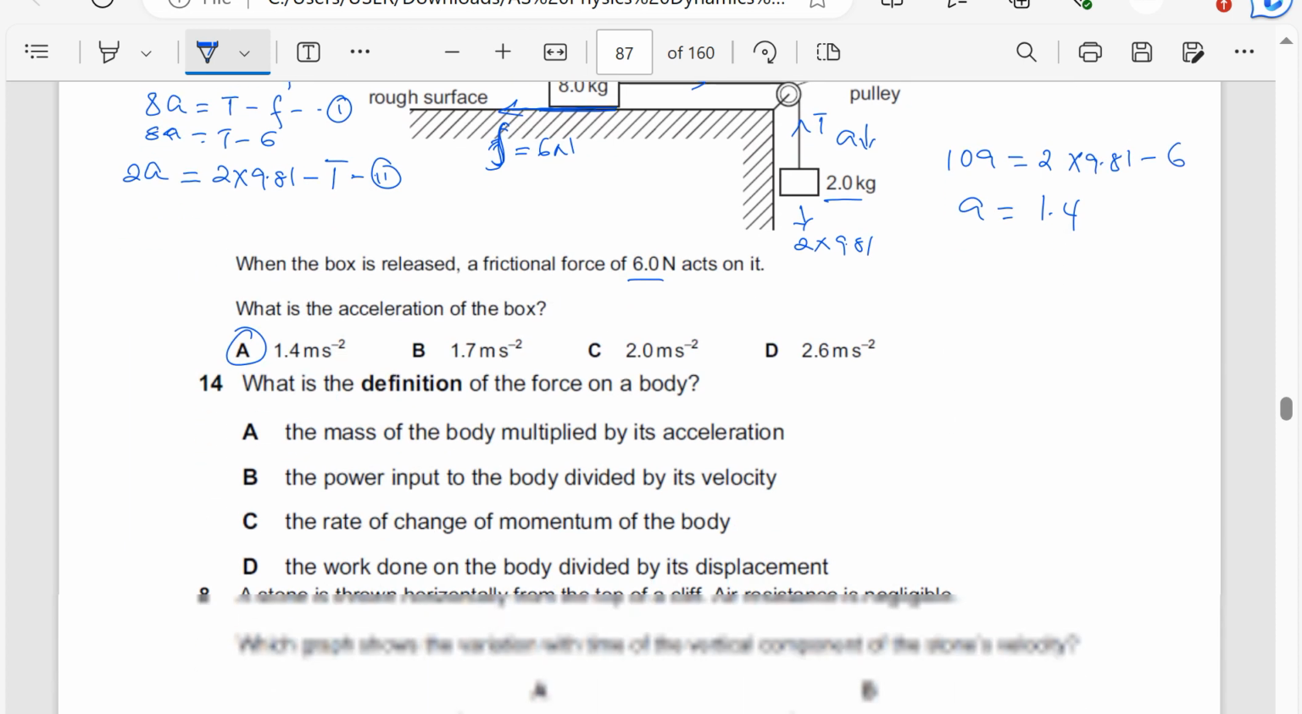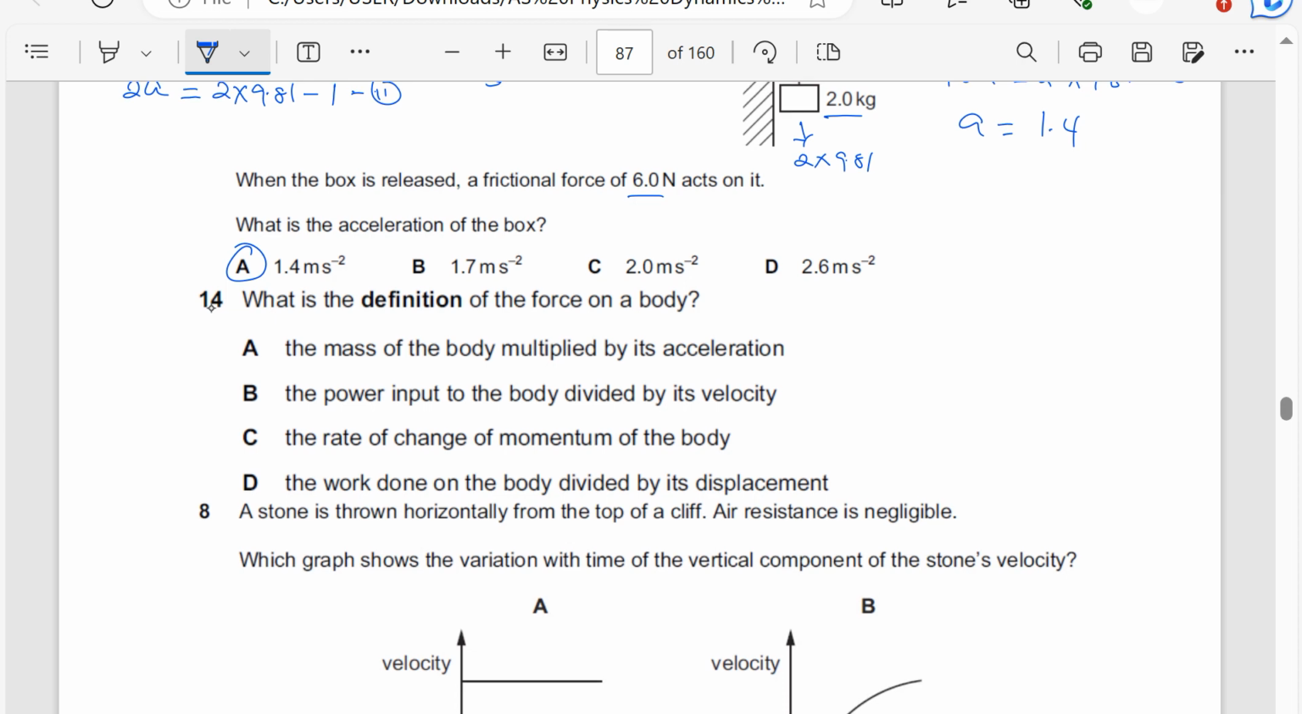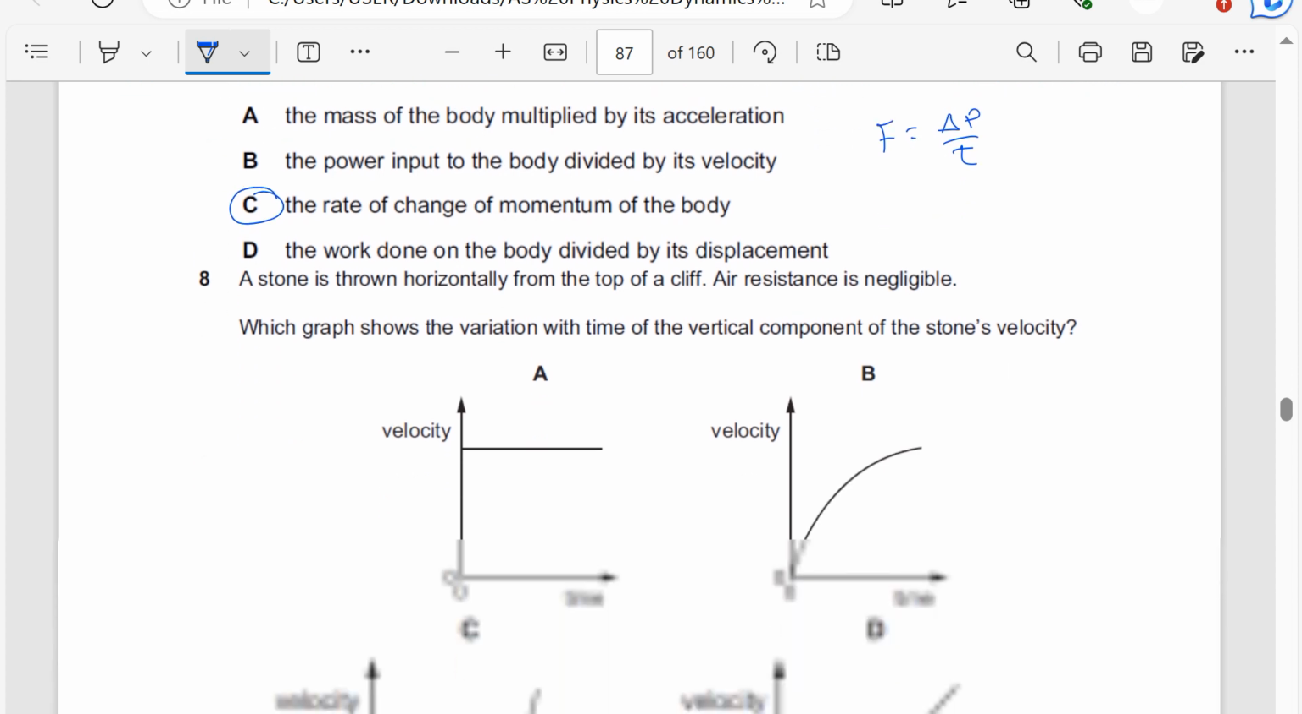What is the definition of force on a body? Of course, we know force is the rate of change of momentum. So, without wasting time, force is equal to the rate of change of momentum. So the answer is automatically C.